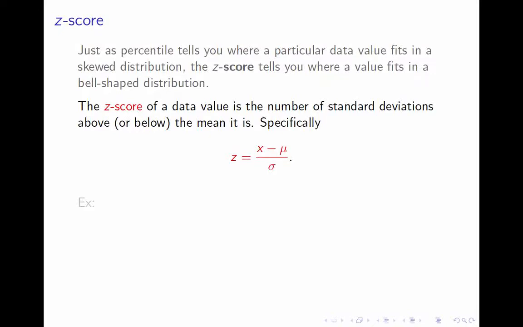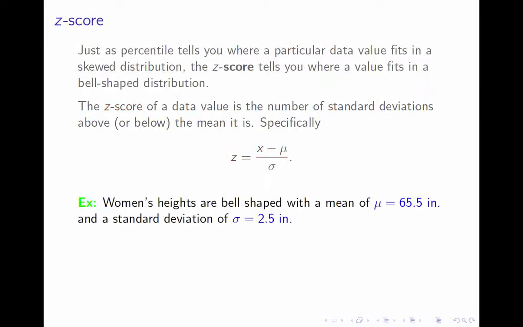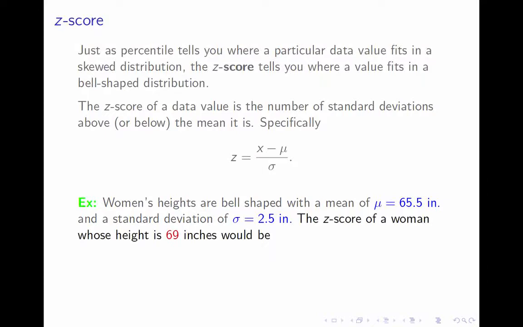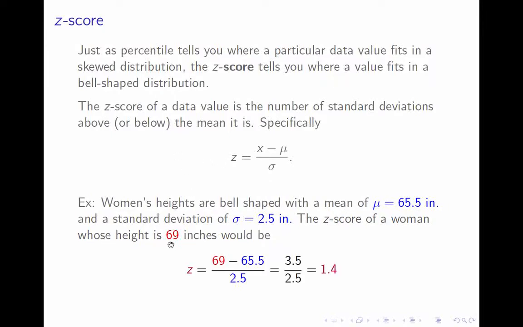Hopefully, an example will make this clearer. I'll remind you, as we've said before, women's heights are roughly bell-shaped, and they have a mean of about 65.5 inches and a standard deviation of 2.5 inches. So I could ask, what would the z-score of a woman whose height is 69 inches be? To find that, you would take the height of 69 inches, and you'd subtract the mean of 65.5 inches. That gives you 3.5 inches.